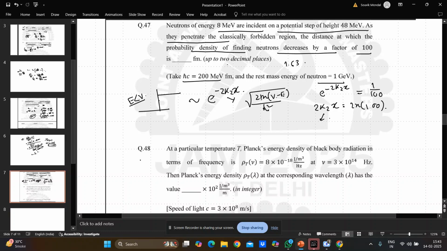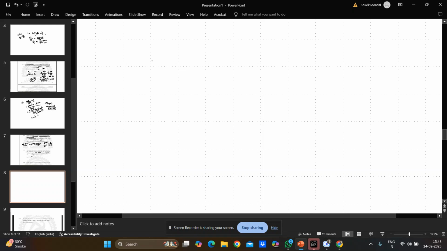At a particular temperature T, the Planck's energy density of black body radiation in terms of rho T nu is this much. Nu is this much. And what is rho T lambda? In units of 10 to the power 2. And c is given. So the thing is that if you know the formula, E nu d nu is equal to 8 pi h nu cube over e to the power h nu by kT minus 1 d nu.